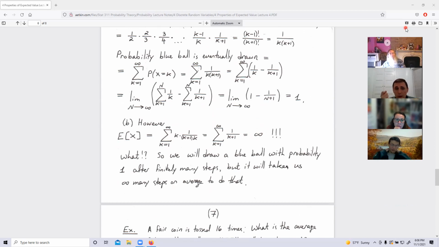So what do we have when we cross out k's? We get a summation of the harmonic series, which diverges. So on average, it will take you infinitely long to withdraw a blue ball. Isn't it interesting? Does it bother you guys?